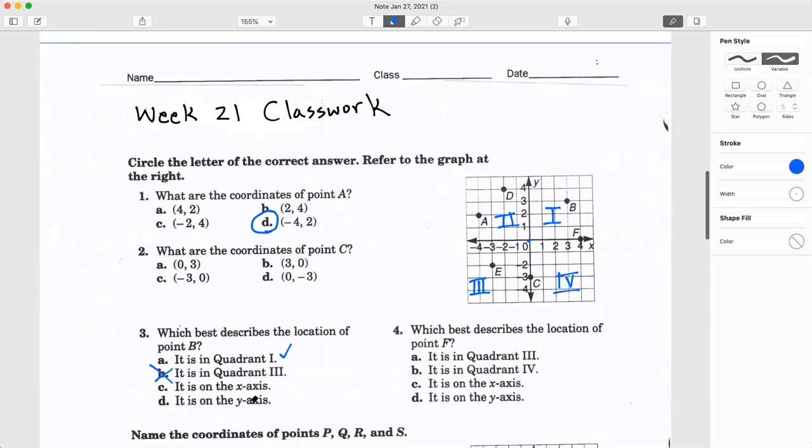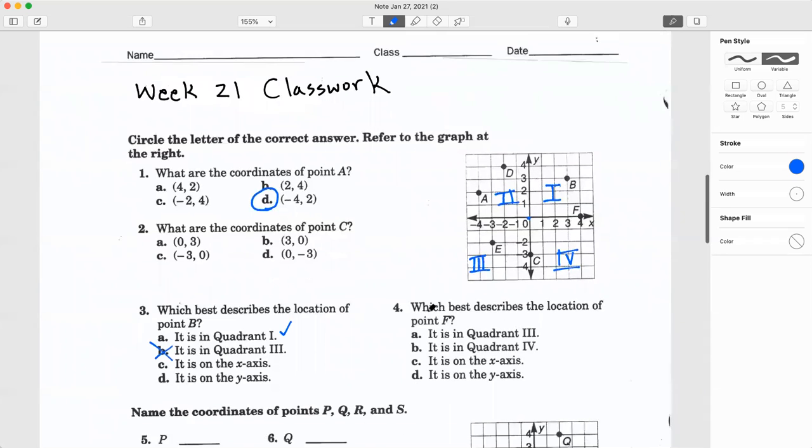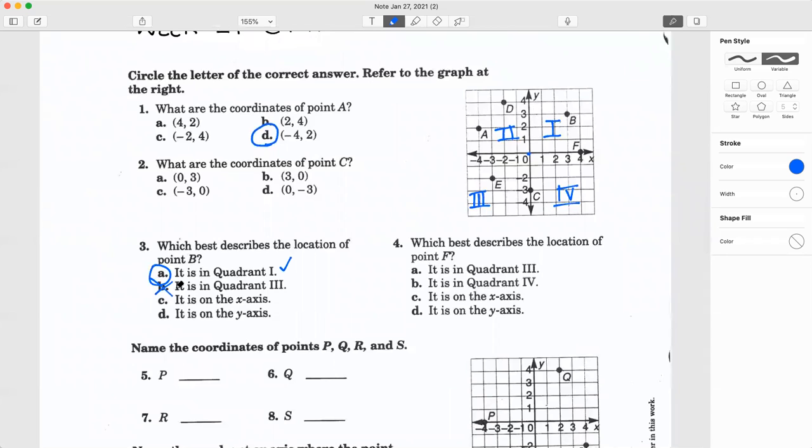It is on the y-axis? Nope, it's not on the y-axis. On the y-axis would be like point C. See, it's right on that axis right here. These lines are called axes. Okay, so it is A.